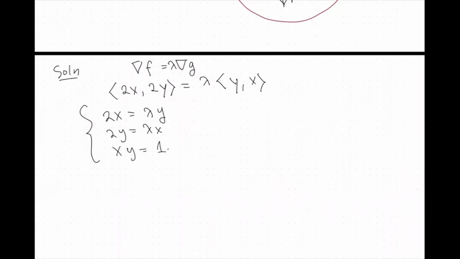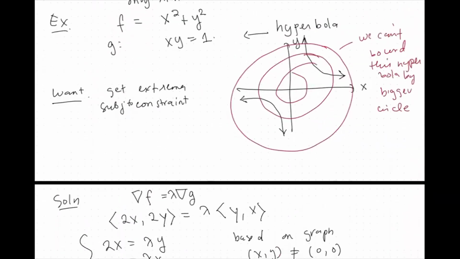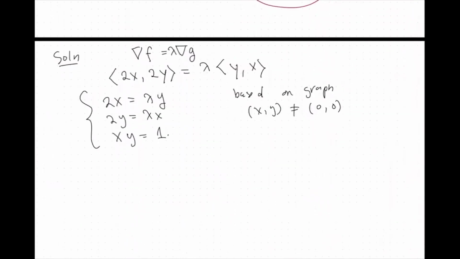Okay, now based on the graph, xy cannot be equal to 0, 0, because our hyperbola doesn't pass through the origin here.